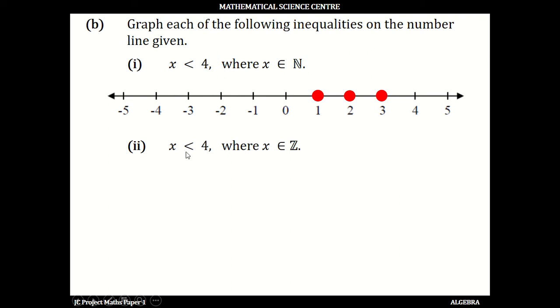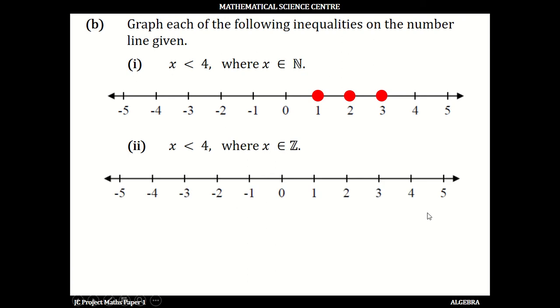Next of all, x has to be less than 4 and x is an element of the integers. The integers are positive and negative whole numbers. So that means we're only dealing with positive and negative whole numbers which are less than 4. So we're allowed 3, 2, 1, 0, minus 1, minus 2, minus 3, minus 4, minus 5. Okay, there would be other ones, but we can't represent them on the number line that was drawn.